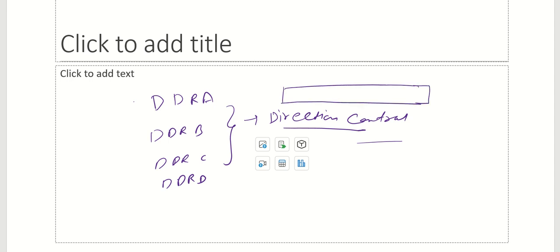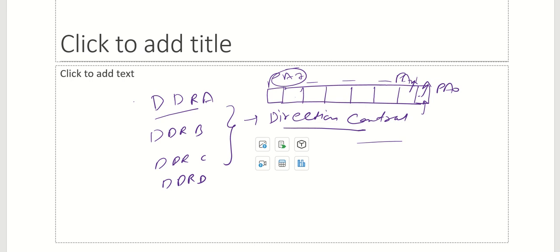So let's look into the DDRA register. It's an 8-bit register. The first bit corresponds to the pin PA0. This bit corresponds to PA1, and so on. This bit corresponds to PA7. Okay. And to configure a pin in output mode, we have to write 1 to the corresponding bit position in the DDRX register.